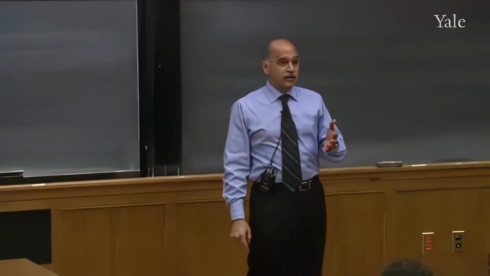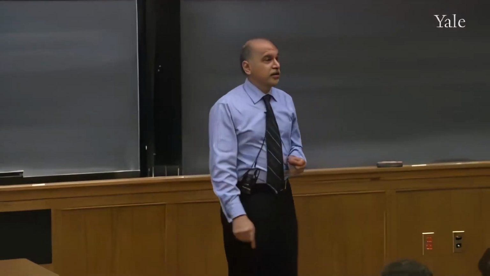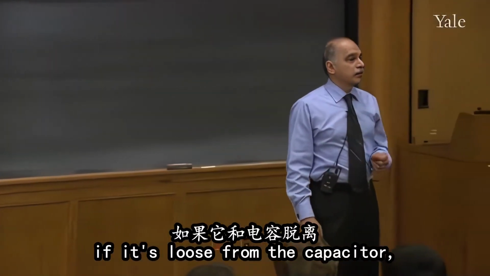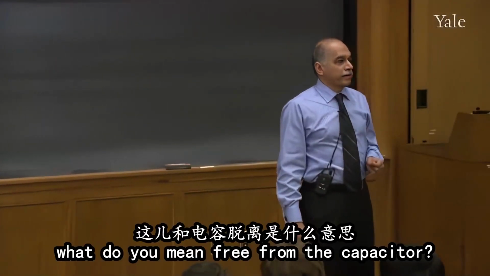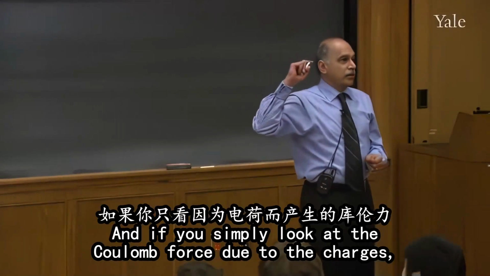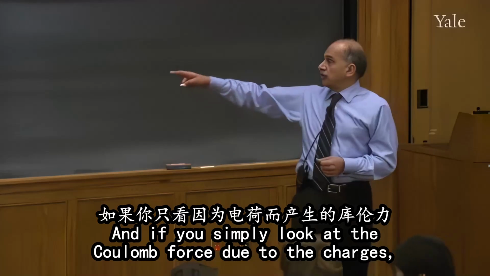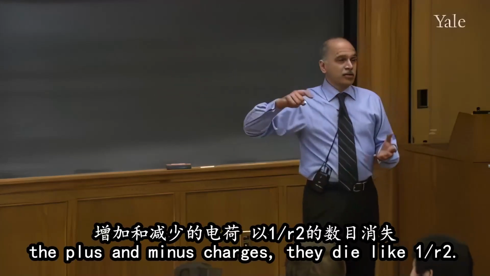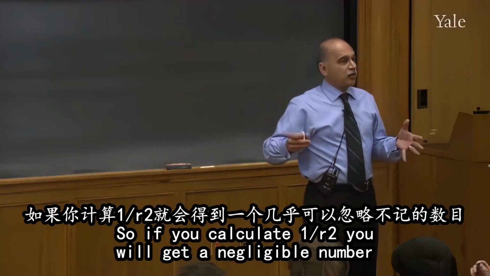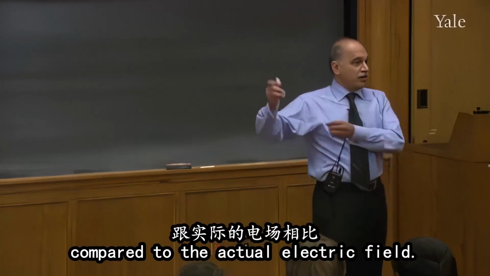That was true in the static case. That's true in the time-dependent case. Yes? When you say that the field is loose from the capacitor, what do you mean by getting free from the capacitor? It means it can go thousands of miles from the capacitor. And if you simply look at the Coulomb force due to the plus and minus charges, they die like 1 over r squared. So if you calculate 1 over r squared, you will get a negligible number compared to the actual electric field.